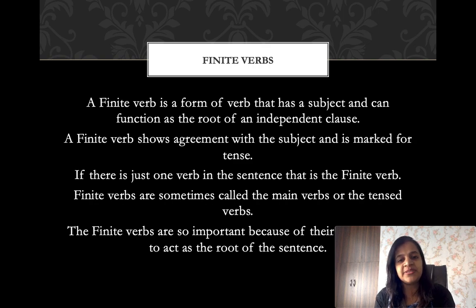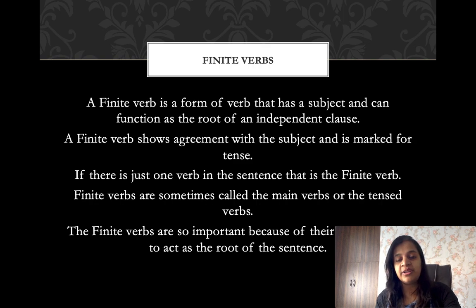A finite verb is a form of verb that has a subject and can function as the root of an independent clause. Finite verb क्या है? फाइनाइट वर्ब जो है इट्स दैट फॉर्म ऑफ वर्ब विच हैज़ द सब्जेक्ट, जिसका एक सब्जेक्ट होता है. अब इंडिपेंडेंट क्लॉज, if you remember, there we had discussed that the independent clause has the subject as well as the predicate, and predicate starts from the verb. So verb is the most important part of any sentence or clause we can say.